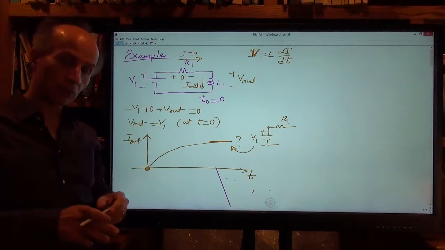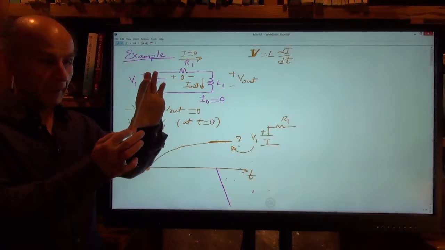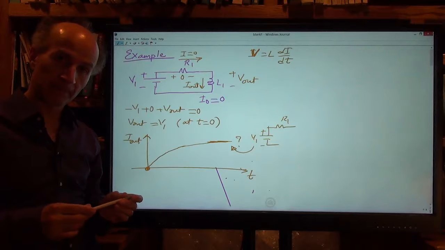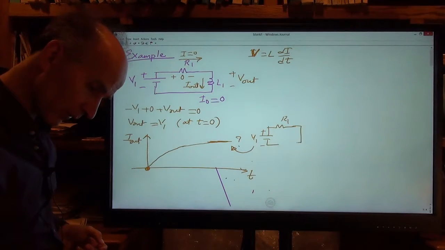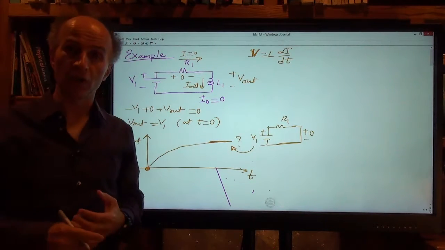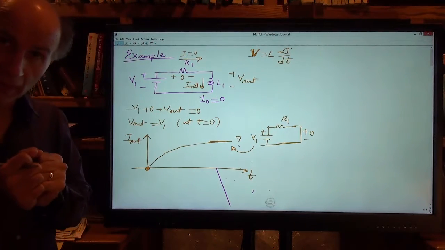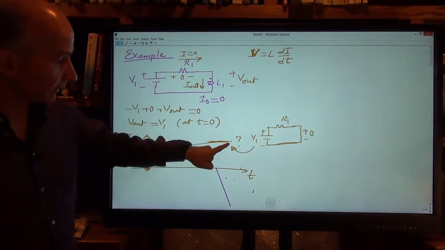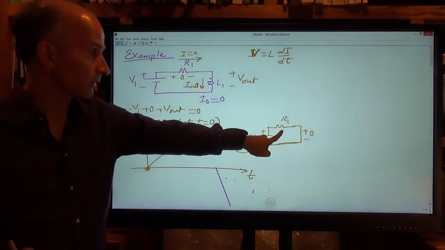So if a two-terminal device guarantees that the voltage across it is 0, what do you call that two-terminal device? We call it a short circuit, right? So the inductor actually acts like a short circuit because the voltage that it sustains is 0. If it wants to keep that voltage at 0, then it will be a short circuit. So at much time past time 0, the circuit reduces to this.